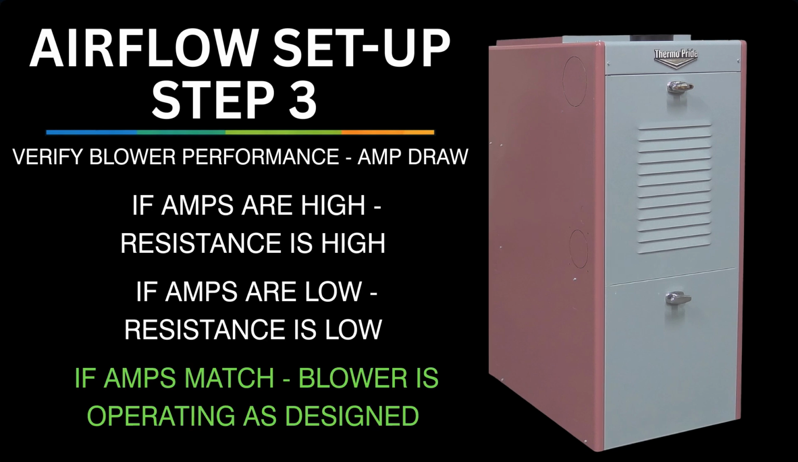If amps are high, system resistance is high or airflow is restricted. If amps are low, system resistance is low or airflow is excessive. If amps match, blower is operating as designed. This step confirms the blower is performing correctly under real system load.